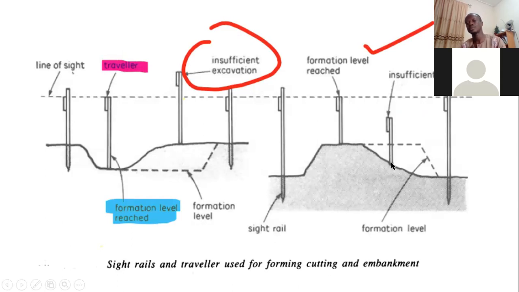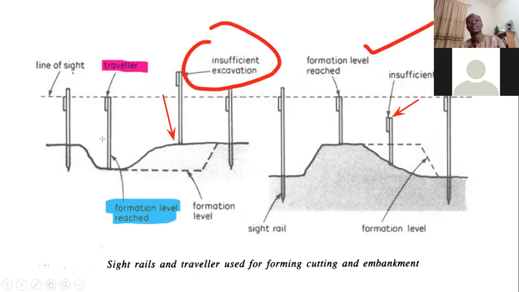So what does it mean? It means we need to fill to bring it up, until we see it coming up close to the top. I think you can see my pointer. Sorry about that. So here, there's a need for a fill. Here, there's a need for a cut.